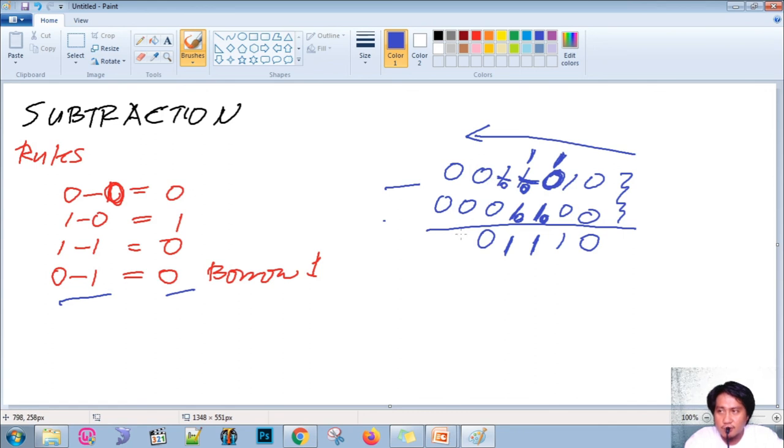Then 0 minus 0 equals 0. 0 minus 0 equals 0. So in this case, 0011010 minus 0001100 is equal to 0001110. So that is how you do a subtraction in binary arithmetic.